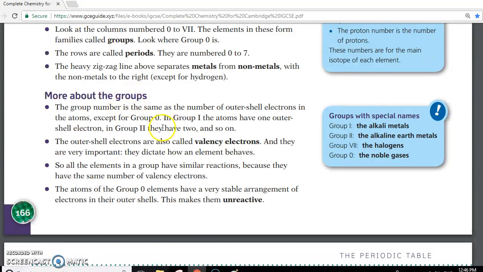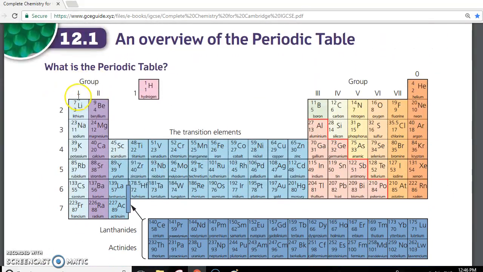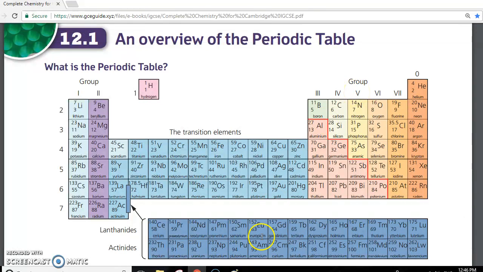So the biggest thing about the groups is that they organize the elements, again, because of how they react or don't react. The group number at the top is the same. So this group number here, and we skip this part right here, so don't worry about the transition elements right now. For group 1, 2, 3, 4, the columns going up and down, this number indicates how many valence electrons there are.